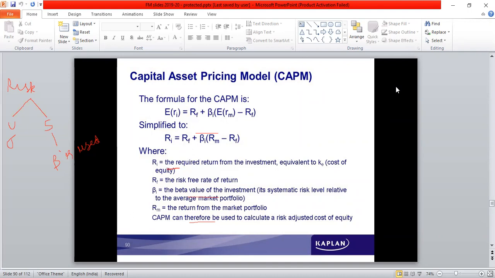Okay, so the return on equity, the return on investment, is calculated according to the CAPM model as follows. The return on equity says that the expected value of return on investment, that is the required return from the investment, is equivalent to the cost of equity. So it is specific to cost of equity.